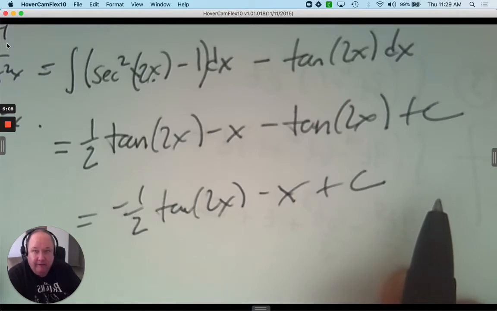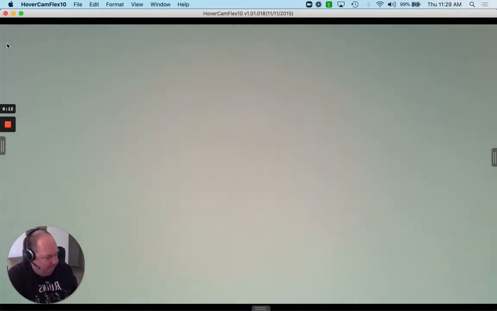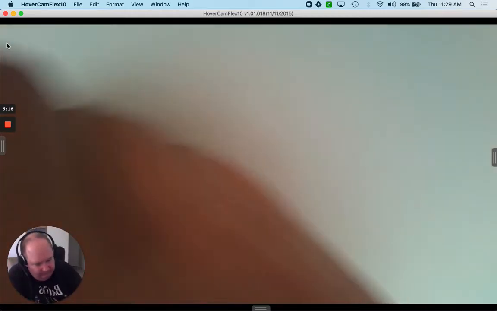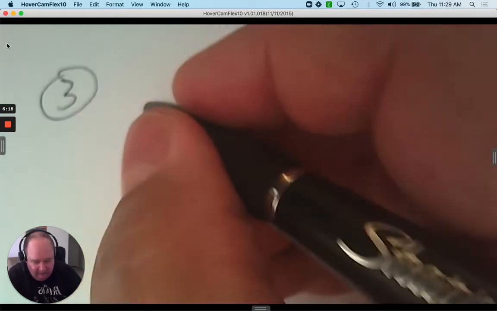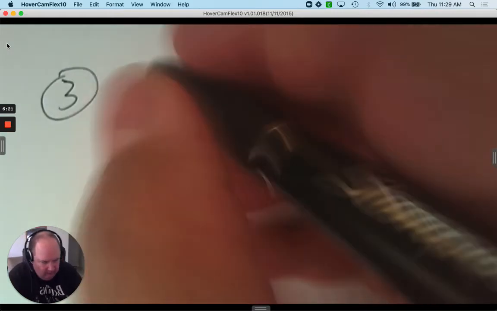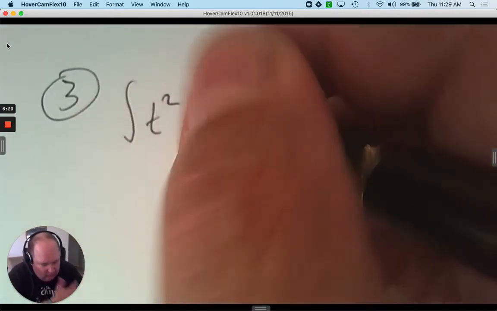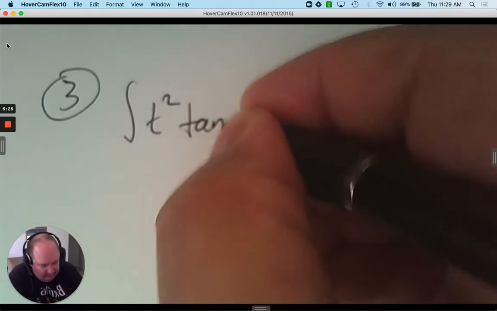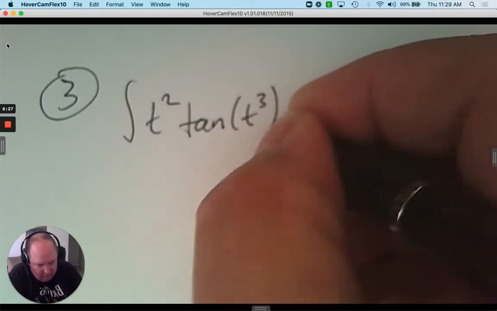I know, it's getting real, right? Number 3. We're going to practice until we can figure it out. We're going to integrate t squared times tangent t cubed dt.